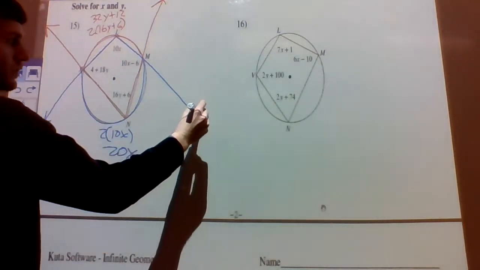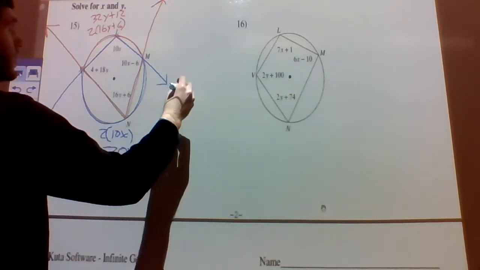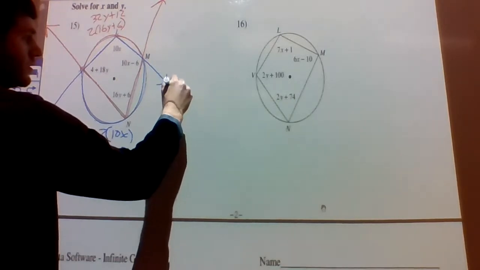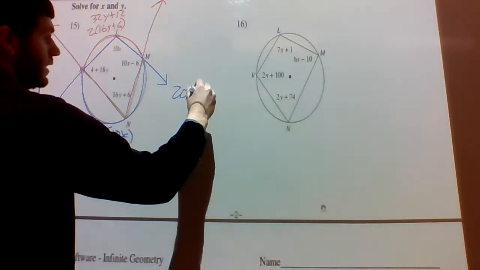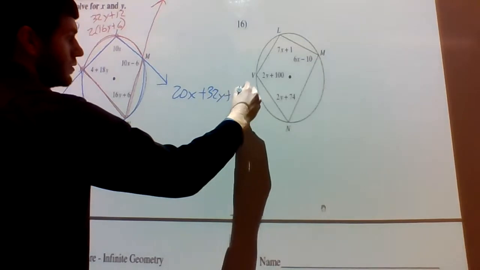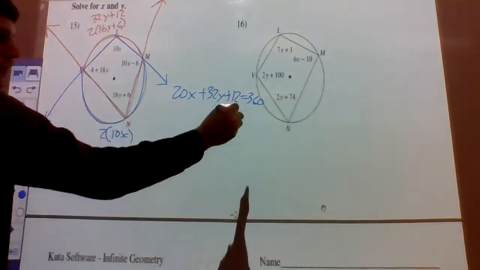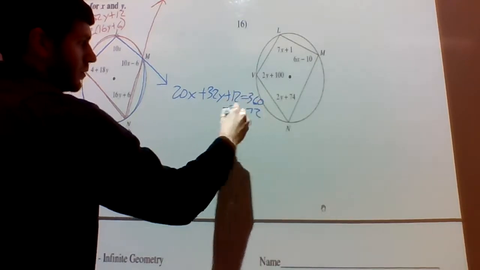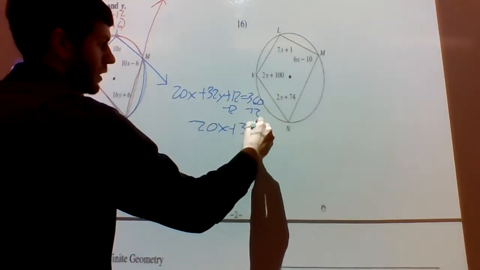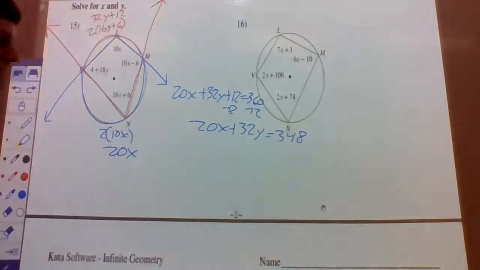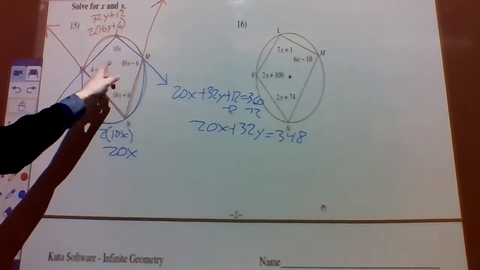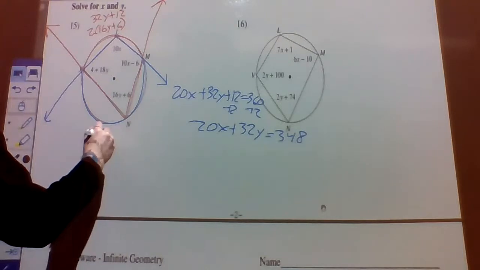So we have the equation 20x plus 32y plus 12 equals 360. We move the 12 over to the other side. We have 20x plus 32y equals 348. We have 2 variables in that equation, so we can't solve for either one. We need to come up with a second equation. Luckily, we have 2 more inscribed angles, so let's look at those inscribed angles. I'm going to erase all of this.